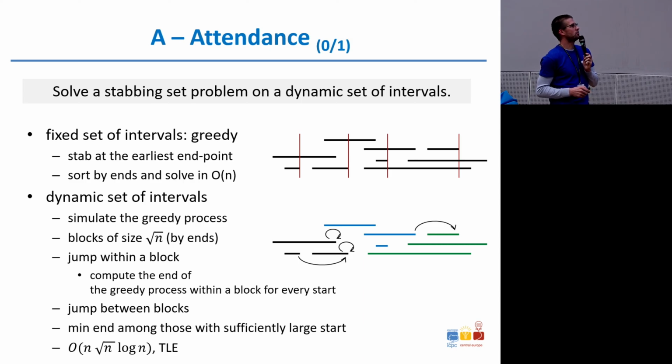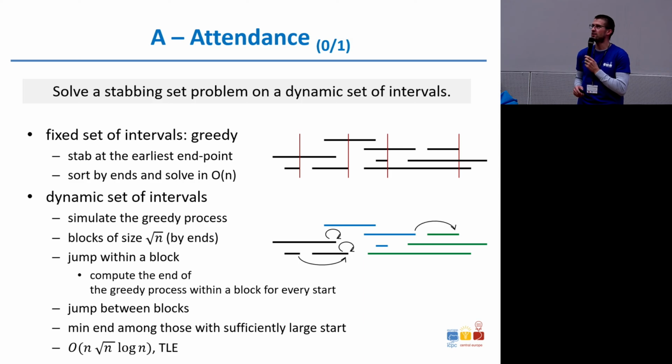Okay, to do this, we are interested in the minimum endpoints among those with sufficiently large start. So if we are at some interval, we know that we stabbed it here, then we're interested in intervals that have sufficiently large start, larger than this cutting point, and we're looking for the one with the minimum end. And to do this, you'll need some tree-like structure or some binary search. So what you end up with is a time complexity of n square root of n times log n.